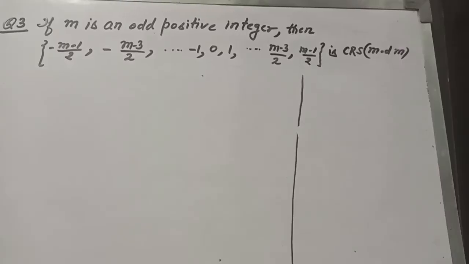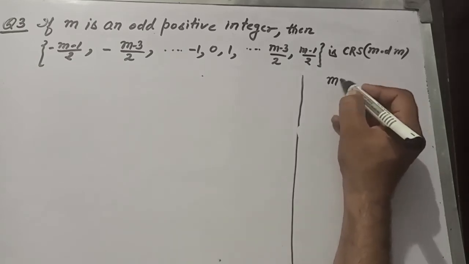So let's consider the question number 3. In this question, m is an odd positive integer, and we have to show that the set which is shown on the screen is a complete residue system modulo m. So to better understand this result, first we will take help of an example.